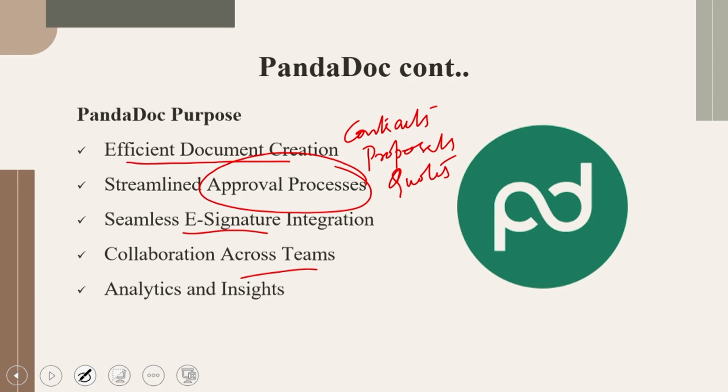It also promotes transparency, and if you ask me, it improves the cross-functional communication to a great extent because of this collaboration. Now, it also has a certain analytics and insights element. When you look into PandaDoc, it tracks engagement with documents, such as how long recipients view specific sections. So that gives pretty good information on the reach, the usability and the effectiveness of that particular document.